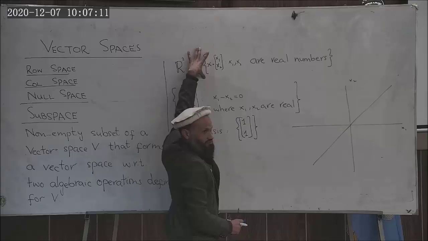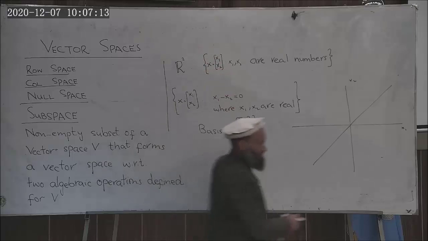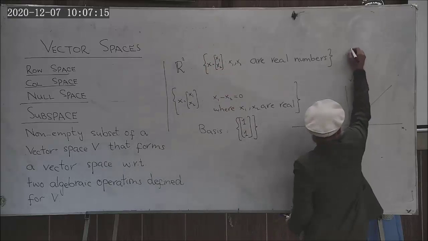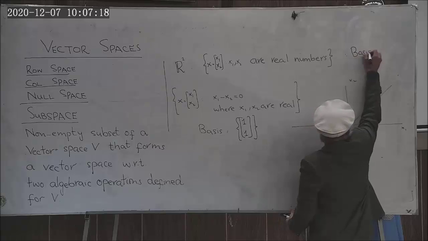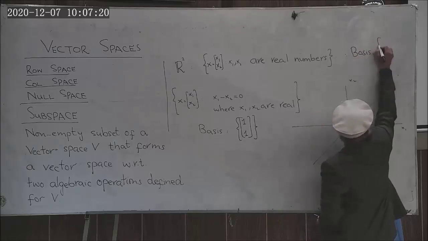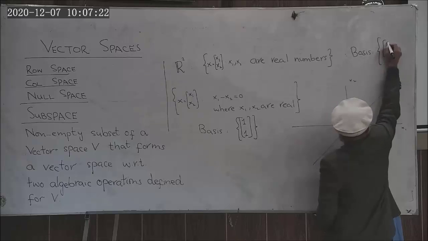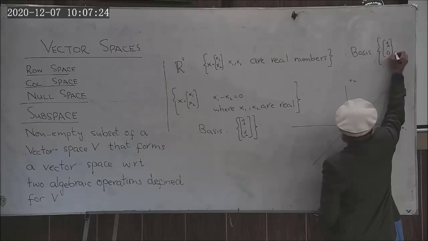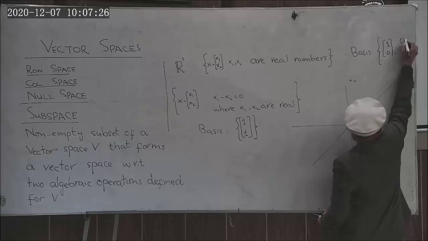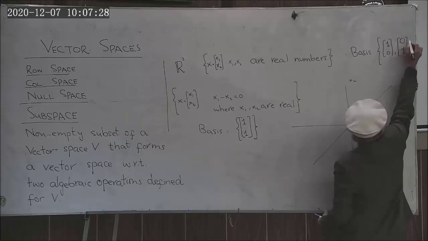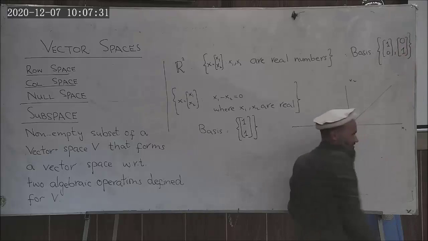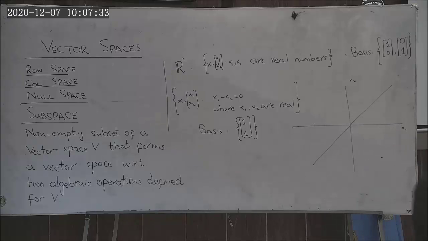The dimension of this vector space is 2. What is the basis? Can you tell me a basis? (1, 0) and (0, 1). This is a basis, not unique. You can also, of course, find another basis for the same space.